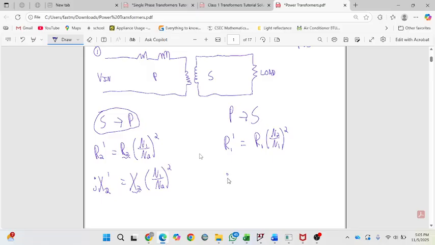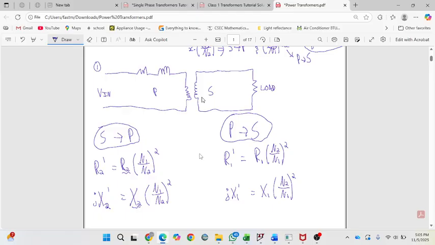And well, same thing for the X1 prime. X1, you go into the secondary, so the N2 will be on top, and the N1 will be at the bottom. Yeah, and that's basically how you refer stuff back and forth over and over, right? So that's really all you have to know. And once you refer it, you're basically going to get a lump.